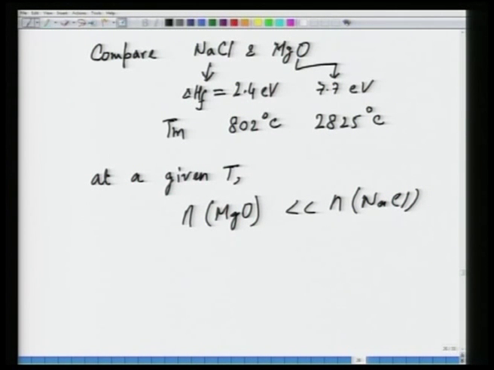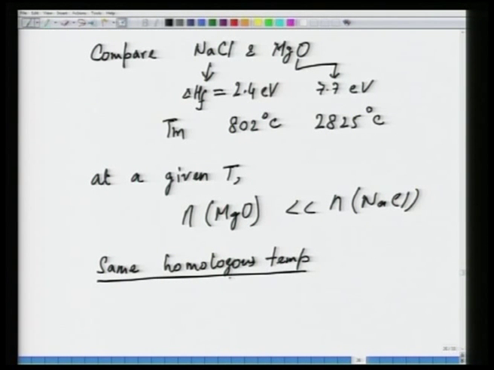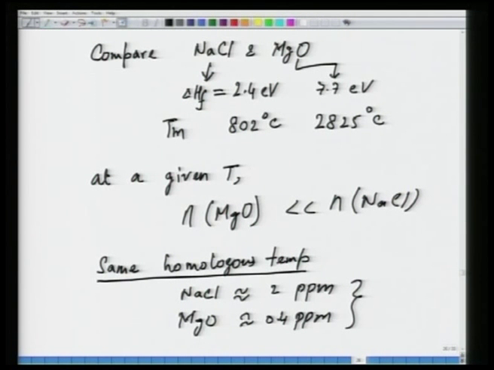and this is because of higher defect formation energy in MgO as a result of higher bond energy. However, if we scale it to the same homologous temperature, then defect concentrations can be almost comparable. At the same homologous temperature, of course below the melting point of NaCl, you can find that NaCl will have roughly 2 ppm defects and MgO will have approximately 0.4 ppm. So, they are more comparable when you talk about the same homologous temperature, but the point here is the effect of bond energies and the temperature. And these are intrinsic defects.